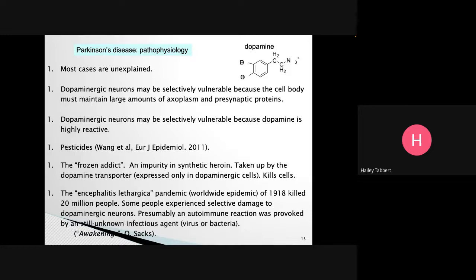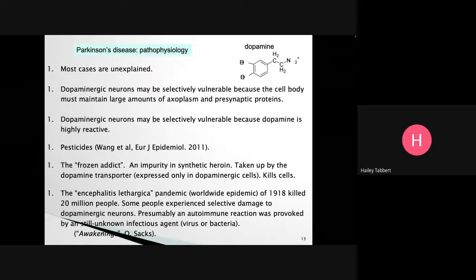The term the frozen addict came out a while back, which essentially was associated with an impurity in synthetic heroin. So heroin users that use this synthetic heroin had it taken up by the dopamine transporters, and it killed off their dopaminergic cells in the brain.